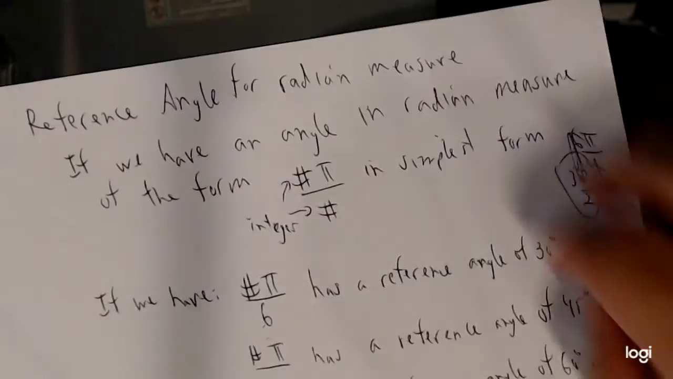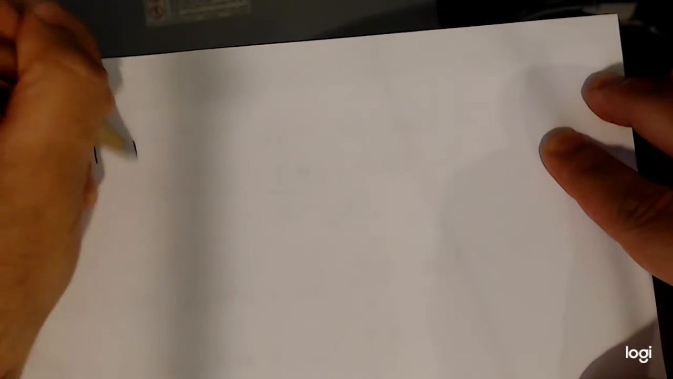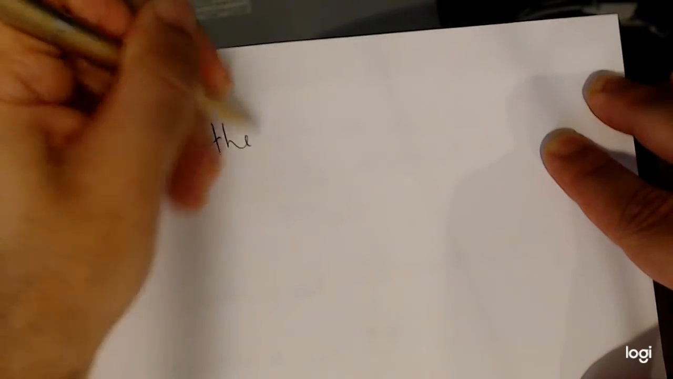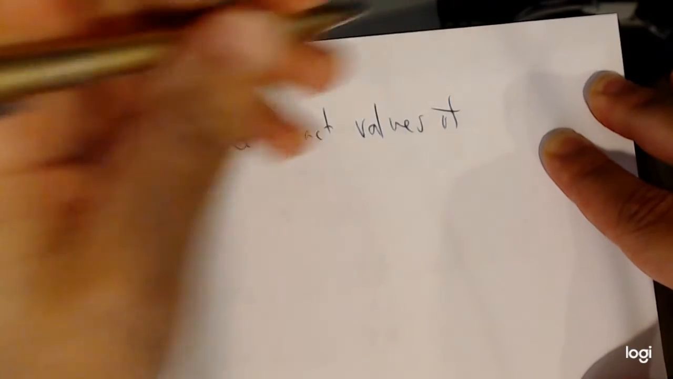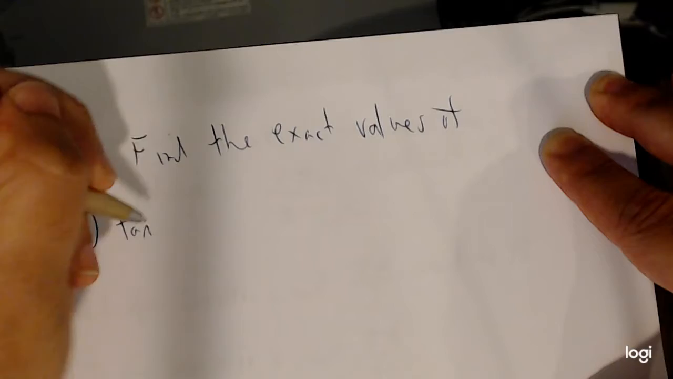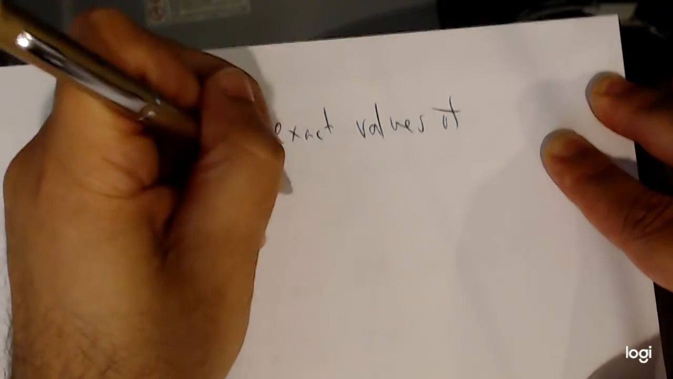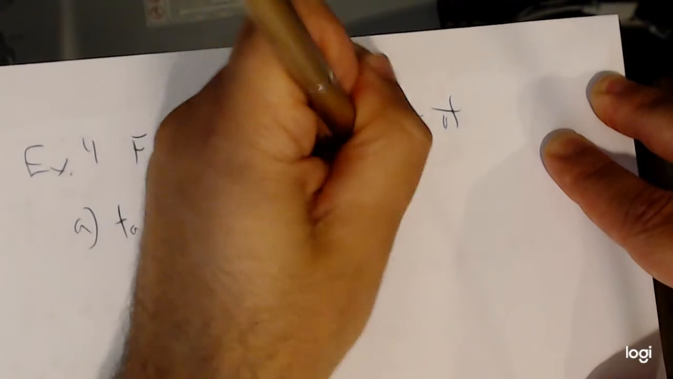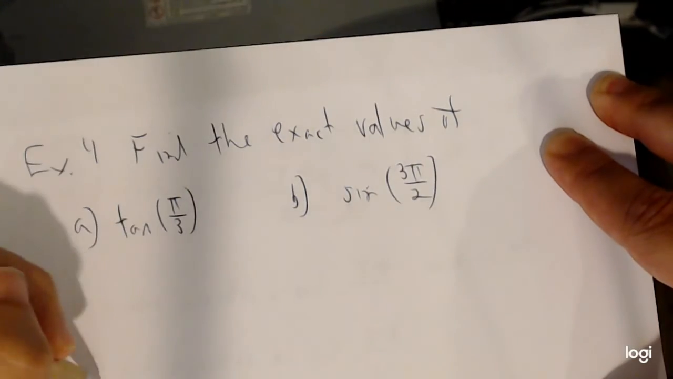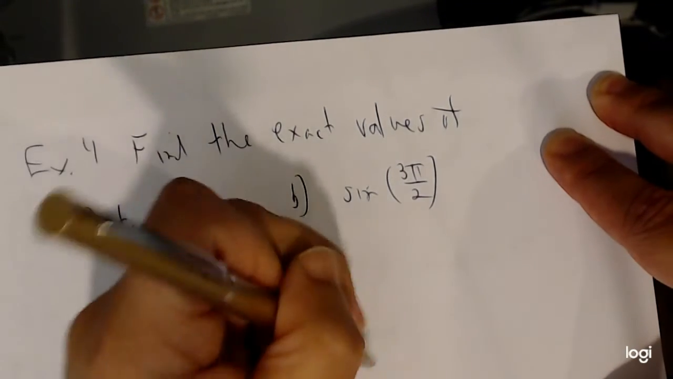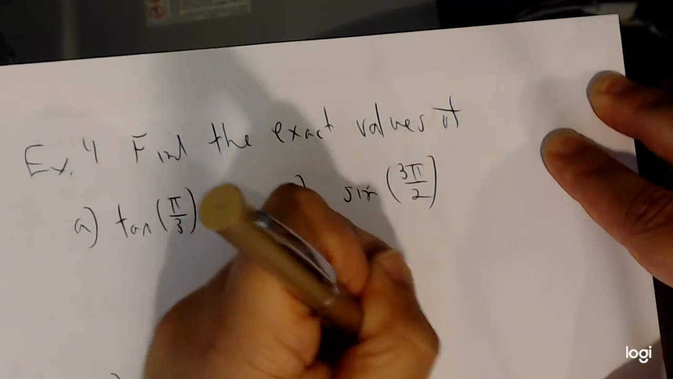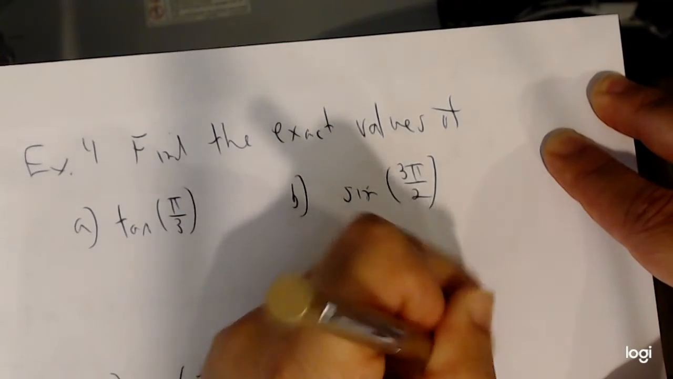Okay, let's do one more example where we'll be finding exact values of trig functions, and that'll basically do it. Example 4: find the exact values of A, tangent of pi over 3; B, sine of 3 pi over 2; C, cosine of negative 3 pi over 4; and D, cosine of 5 pi over 6.